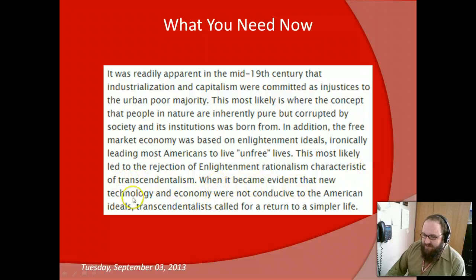When it became evident that new technology and economy, I should say a shifting economy, something like that, were not conducive to the American ideals, Transcendentalists called for a return to a simpler life. This is an effective response. This is definitely an effective response. It contains an answer and it contains credible support to that answer.